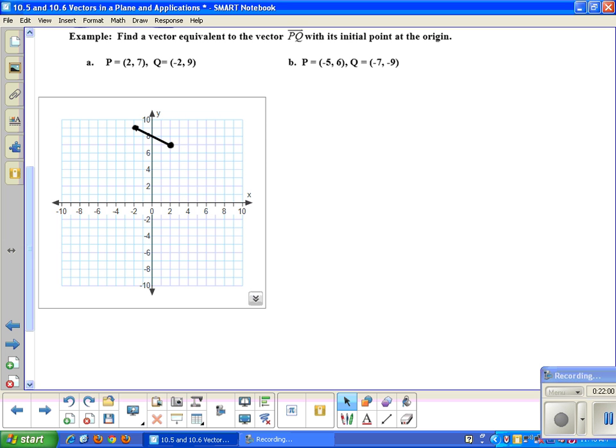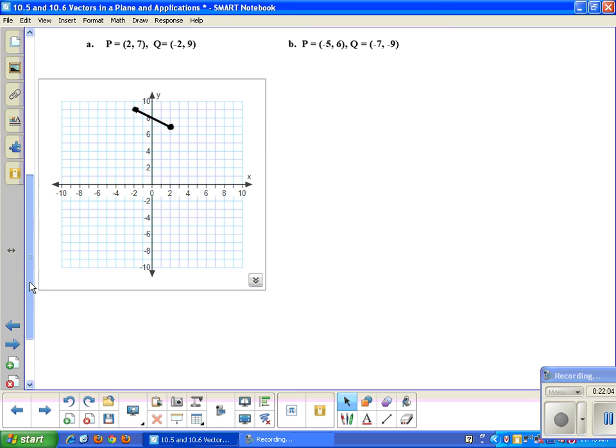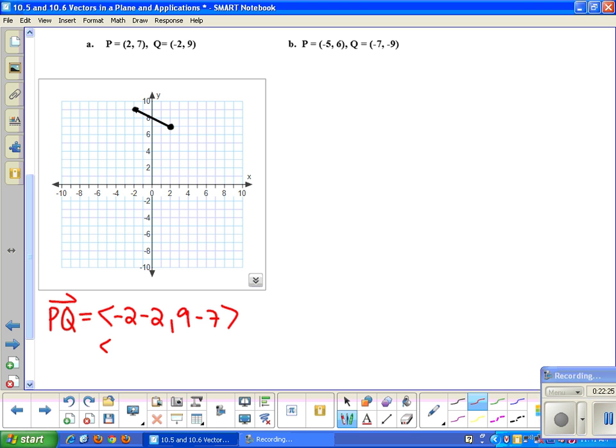Well, I just want to figure out what the component form is. So to figure out the component form, you're just, remember, subtracting. So for this point, PQ would be equal to, remember, component form gives your horizontal and your vertical, so what you need to do is just subtract. It's always your terminal minus your initial. So we have -2 minus 2, comma, 9 minus 7, and -2 minus 2 is -4, comma, 2. So this would be my new vector.